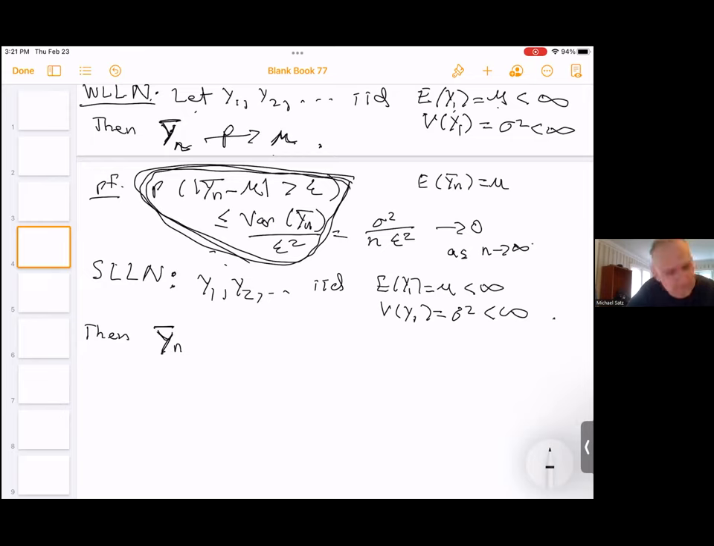I'll give you a hint. It has to do with the previous 30 minutes. Which type of convergence was harder? Almost sure, right? The almost sure was harder. It actually implies the convergence in probability. But yes, it turns out the weak law of large numbers is eclipsed by the strong law of large numbers. Y n bar not only converges in probability, it converges pointwise almost everywhere, or almost surely, to mu.